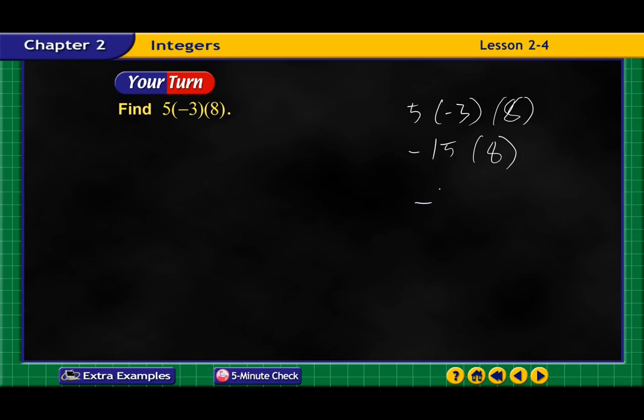Going to be a negative number because they're different signs. Multiply those together is a 120. Bam, -120.